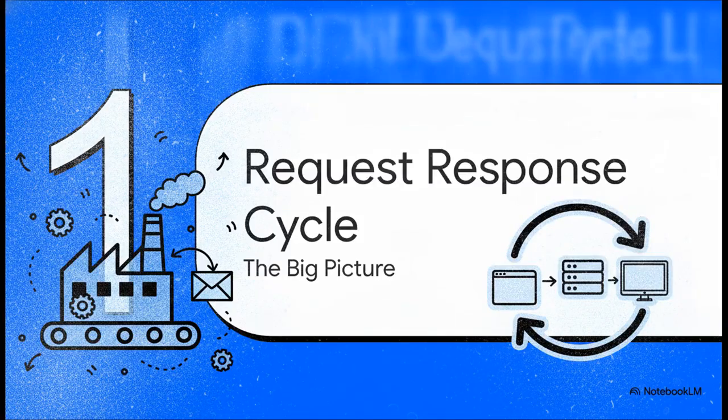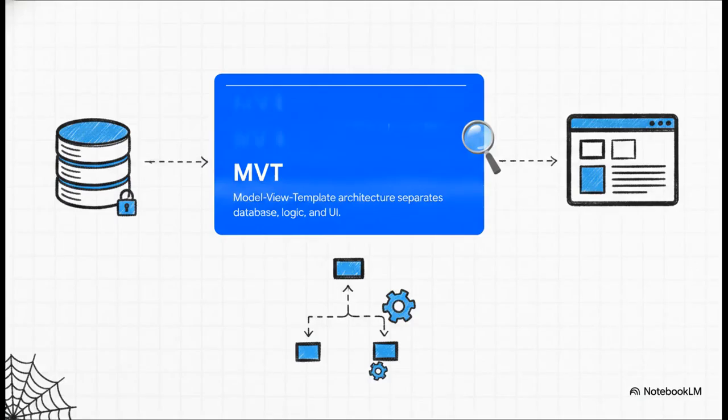All right, section 1, the request-response cycle. So Django is built on this MVT architecture, which stands for Model, View, Template. Honestly, the best way to think about this is like a restaurant, right? The model is your pantry, storing all the ingredients. The view is the chef in the kitchen, handling the actual logic and prep. And the template? That's the final, beautifully plated meal presented to the user. This neat separation is exactly what makes Django so incredibly powerful for web applications.